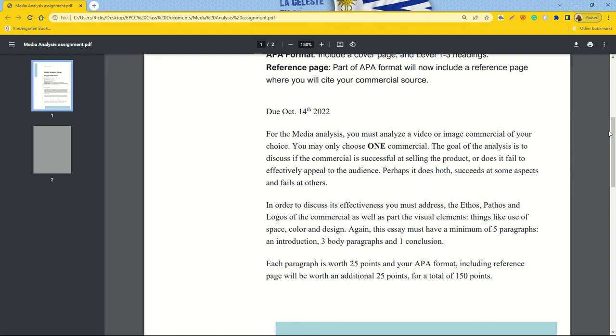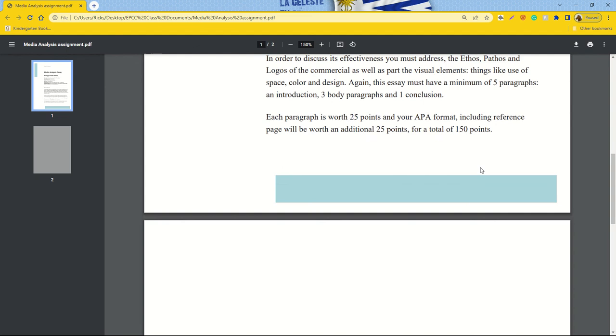Again, this essay must have a minimum of 5 paragraphs: an introduction, 3 body paragraphs, and 1 conclusion. Each paragraph is worth 25 points, and your APA format, which includes the reference page, is worth an additional 25 points for a total of 150 points. So if any one of those things is missing, you're immediately going to lose 25 points from the total. Okay, so please make sure that it's all there.